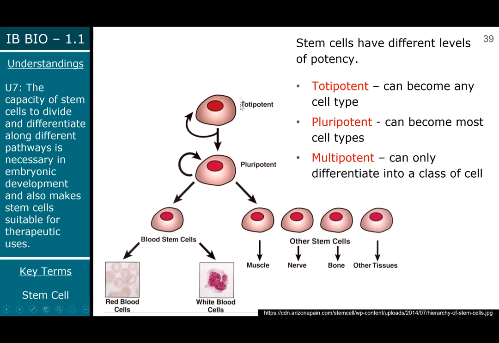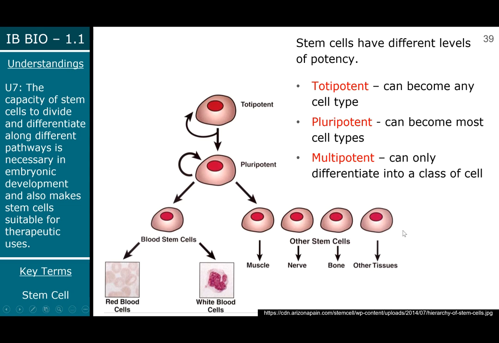So your original stem cell, your zygote, is totipotent, meaning it can become anything. Then there's pluripotent, which can still become many different types, but the selection is fewer. And then there's multipotent, meaning within a particular cell class, that cell can become anything in that class.